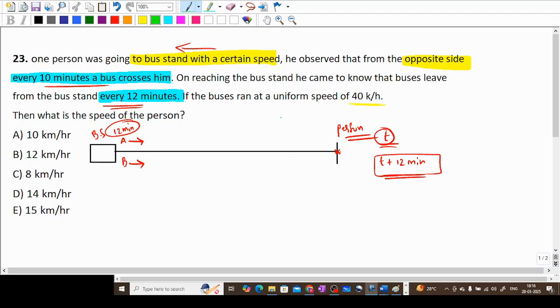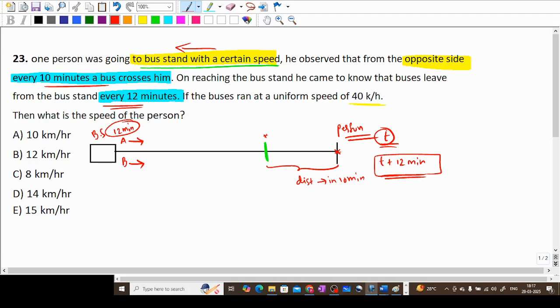So what is happening? The person is going towards the bus stand, means he is coming in the opposite direction. Let us say the person reached here and the second bus crossed him. After what time did the second bus cross him? After 10 minutes. Means for these 10 minutes, this is the distance covered by the person.